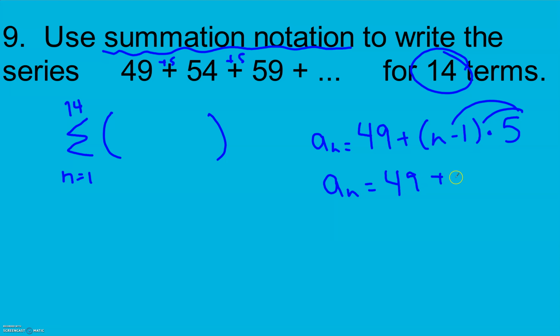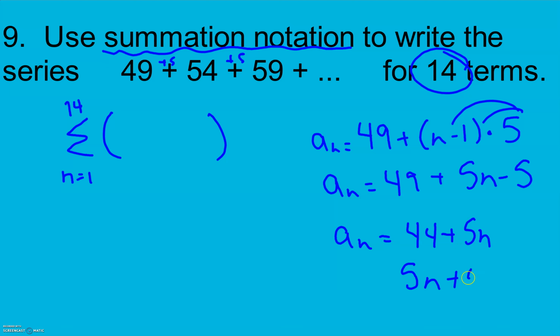Distribute. Combine like terms. And then I'm just going to write it in standard form. You don't have to, but 5n plus 44. So the amount of any term is going to be 5n plus 44. So 5 times the term number plus 44. And that's what we want.